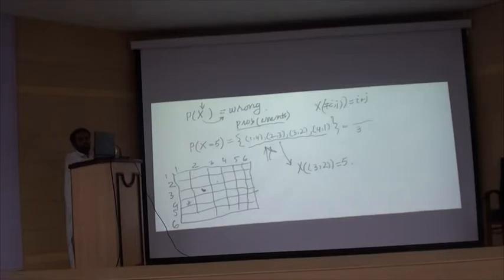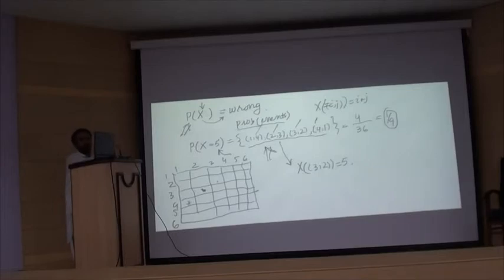Total there are 36 outcomes. And how many outcomes are in this event? 4. So it gives us the value 1 over 9. So it gives us the probability as 1 over 9. So it's very important that we understand these notations. So I will repeat it, that finding the probability of a random variable is wrong.